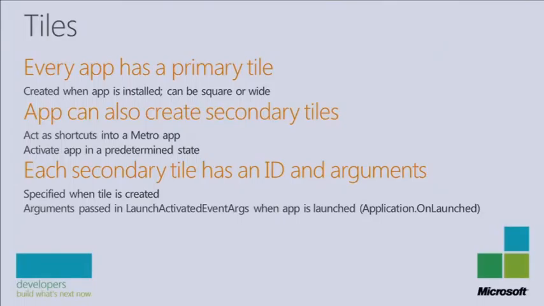So you know already probably that when a Metro app is installed on a Windows 8 device, a primary tile is created for it. That way, if the user wants to start the app, they just go out to the Metro start screen, they tap that tile one time, and the app starts up. And I haven't shown how to do that, and I won't for lack of time, but of course you can customize what those tiles look like.